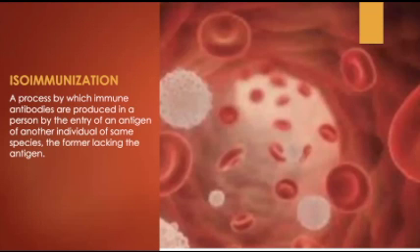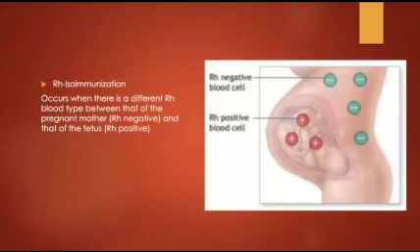Isoimmunization is a process by which immune antibodies are produced in a person by the entry of an antigen of another individual of the same species, the former lacking the antigen. Rh isoimmunization occurs when there is a different Rh blood type between that of the pregnant mother and that of the fetus. For example, an Rh negative mother and an Rh positive fetus.